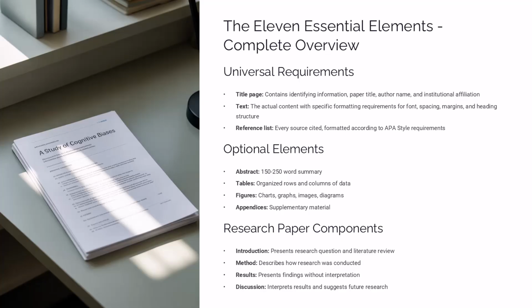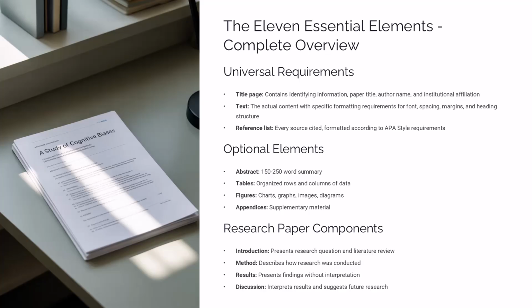The introduction section presents your research question and reviews relevant literature. Unlike a general essay introduction, a research paper introduction follows a specific structure. It begins broadly with the general topic, narrows to the specific research problem, reviews relevant literature, identifies gaps in current knowledge, and concludes with your research question or hypothesis.